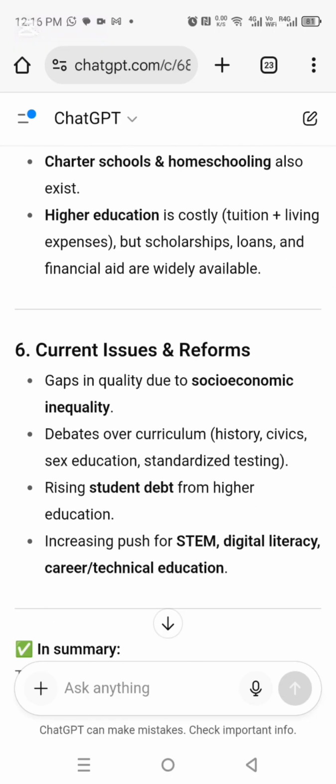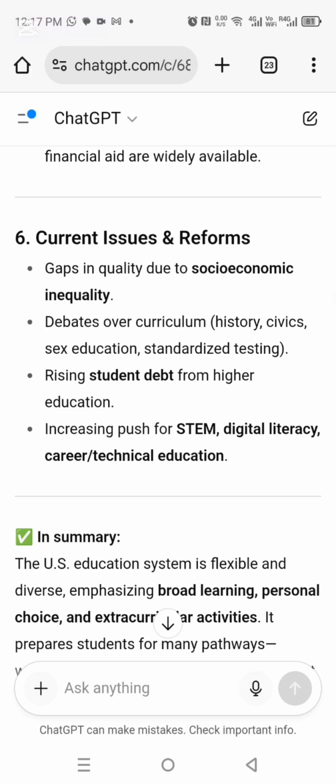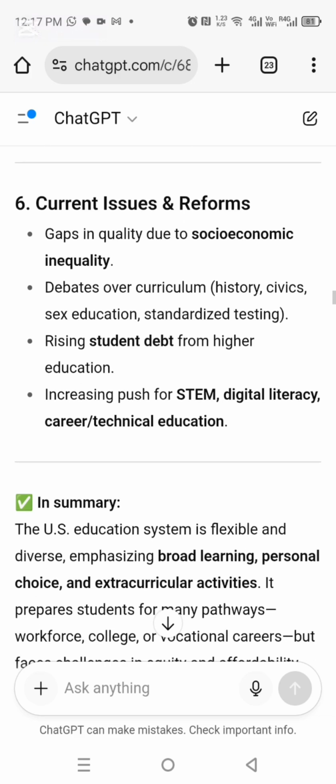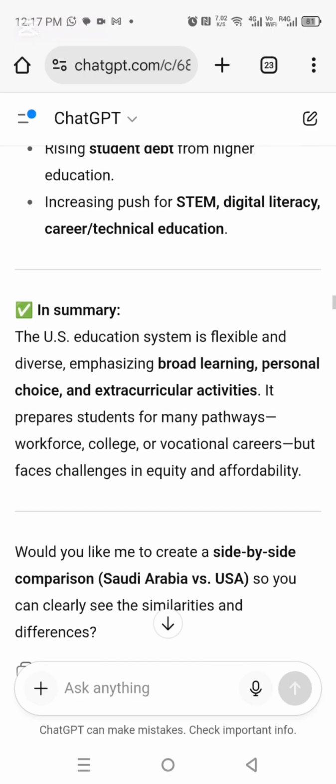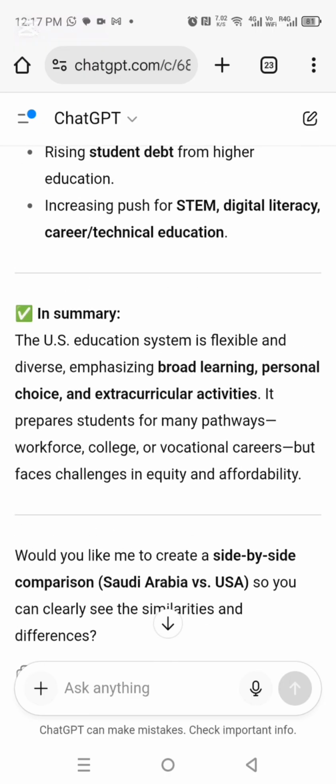The current issues and reforms: the gaps in quality due to socioeconomic debates, over curriculum, history, civics, sex education, standardized testing, rising student debt from higher education, increasing push for STEM, digital literacy, career or technical education.